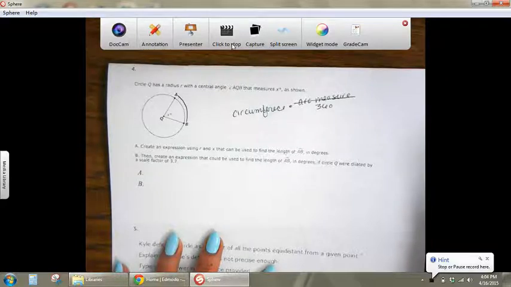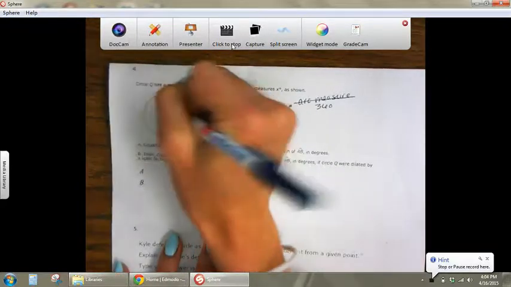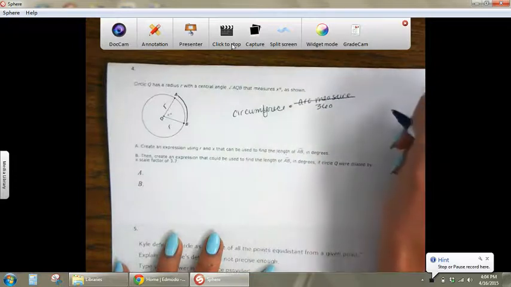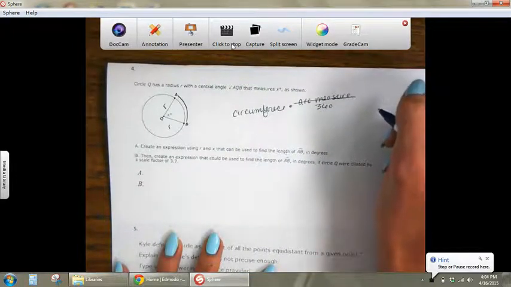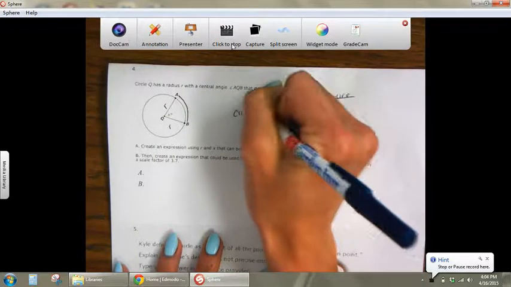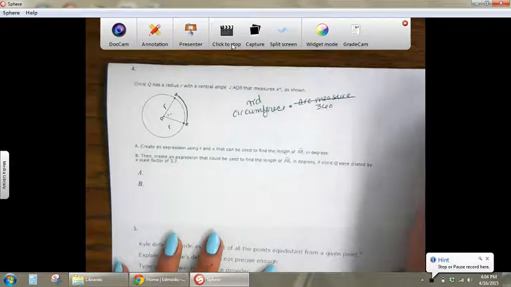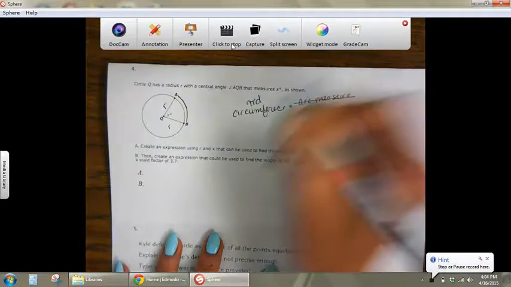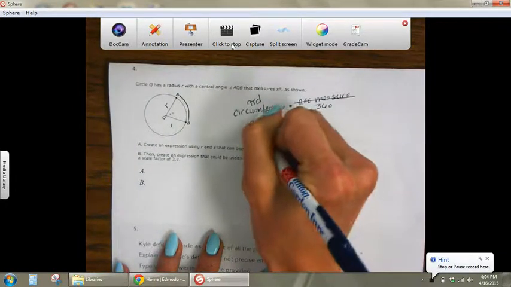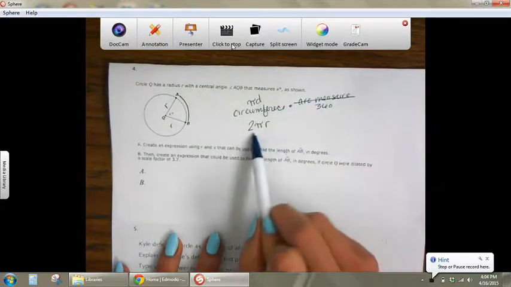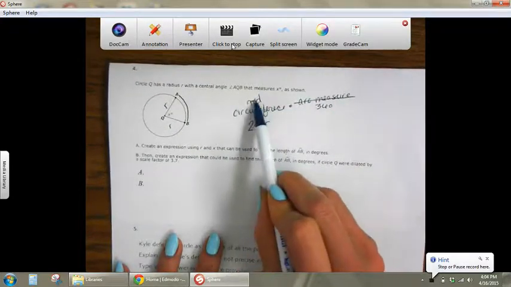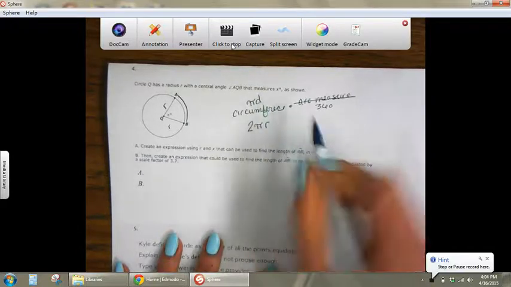So the circumference of that circle, let's see, this is the radius. So they want us to use all of those variables. Now they don't want us to use the variable d for diameter. So remember, circumference is pi times d, but the diameter technically is 2 times the radius. So a lot of times these tests like you to write it in that way. So I'm going to write 2 pi r, because 2 times r is the diameter here, and then pi. And then times the arc measure.